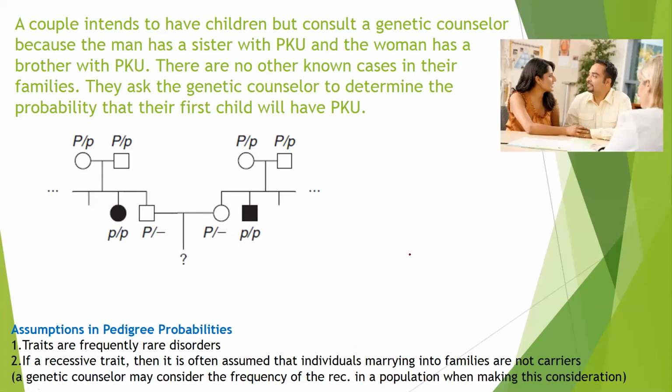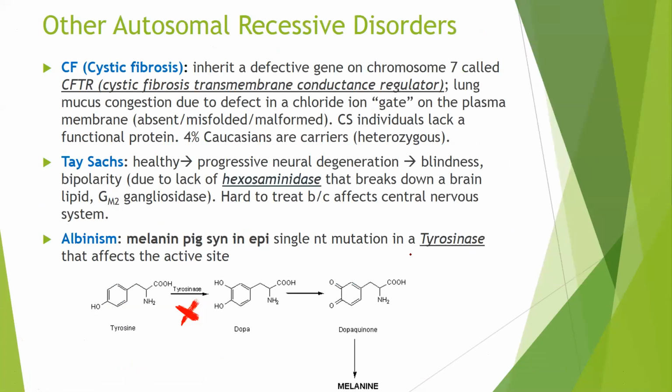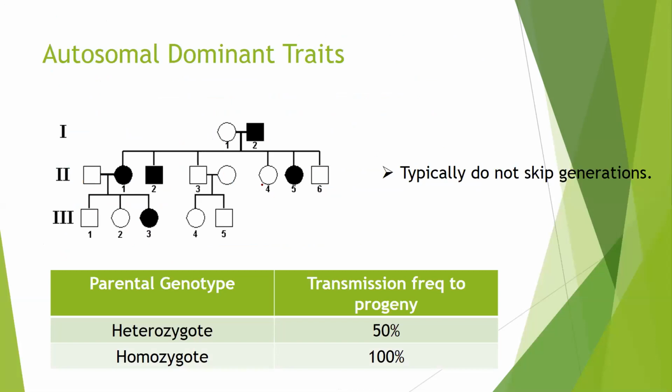Okay, so on Tuesday, we learned the autosomal recessive disease in human. This is an example, and there are some other examples for this kind of disease, the autosomal recessive disorders in human. For example, CF, cystic fibrosis, and some other diseases. All right, so let's look at the second type.